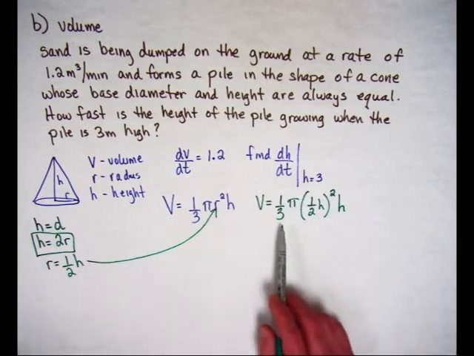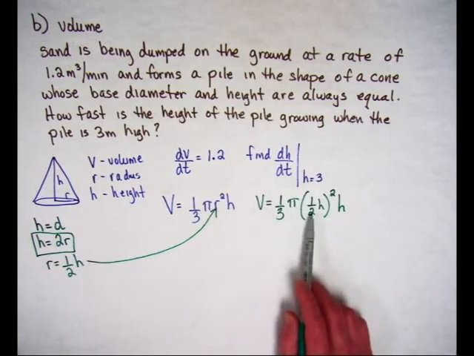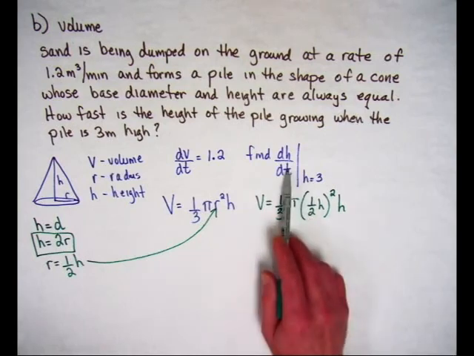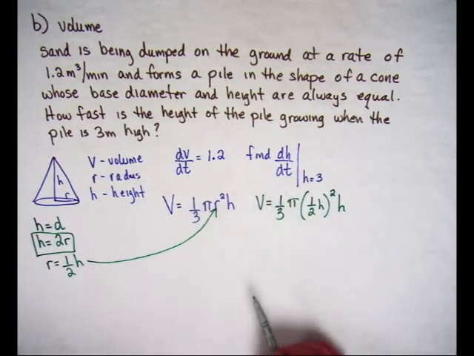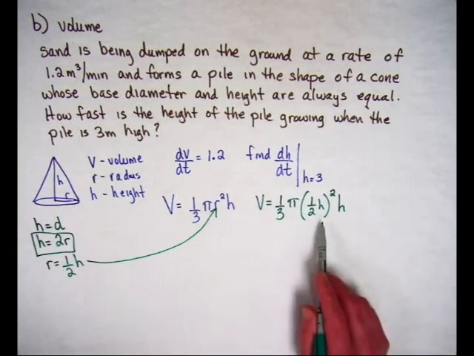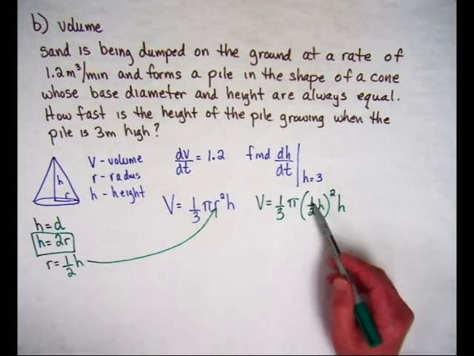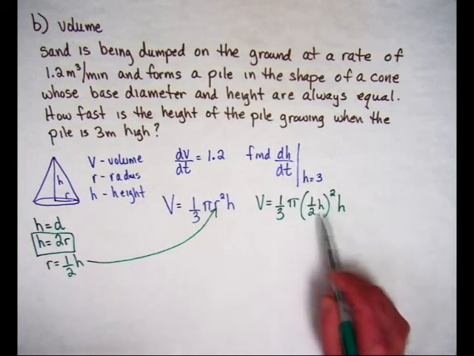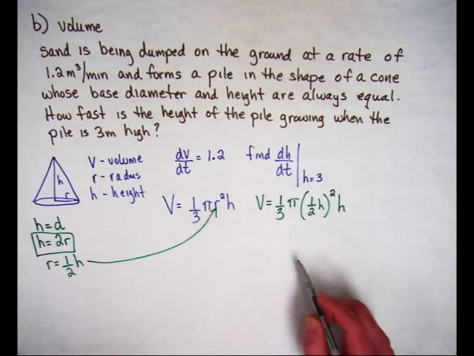This function here is volume as a function of height only, which is what we need because when we differentiate, we only want to have a dh dt and a dv dt. Now before you differentiate, in its current form, this would be very awkward to take the derivative of. We'd have to use a power of a function rule. We would have a product rule. So you definitely want to simplify this.